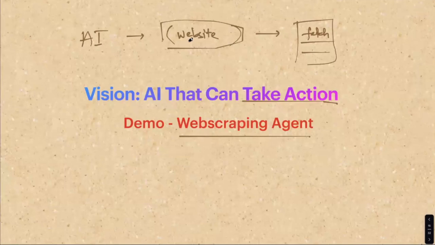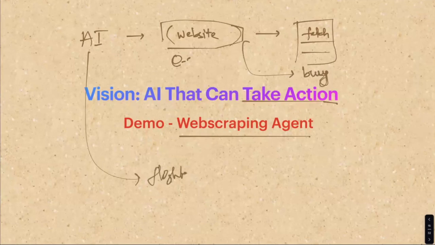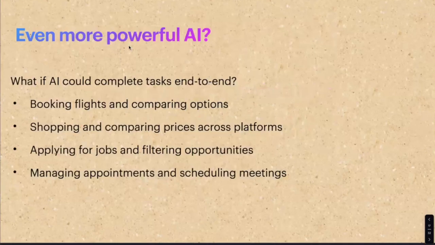So let's say this website happens to be the same e-commerce website. Instead of just fetching me the details, can the AI go and buy the item for me? Can it complete the checkout? Or maybe can this AI go to the flights website and book a flight for me? Can it do that? So this is the next level AI agent that we are going to focus on in today's session. So what if AI could be more powerful?